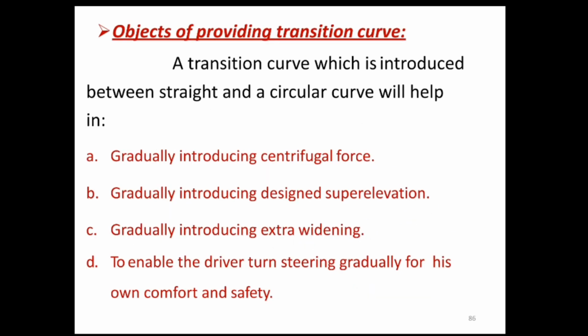Now, the object of providing a transition curve, as discussed earlier, is to introduce, between a straight and a circular curve, the centrifugal force gradually between the tangent point and the beginning of the circular curve, avoiding the jerk to the vehicle; to enable the driver to turn the steering gradually for his own comfort and security; next, to enable gradual introduction of the designed super elevation and extra widening of the pavement at the start of the curve; and lastly, to improve the aesthetic appearance of the road.